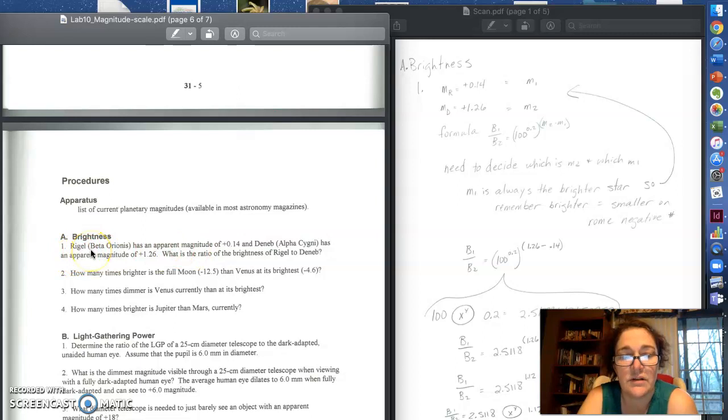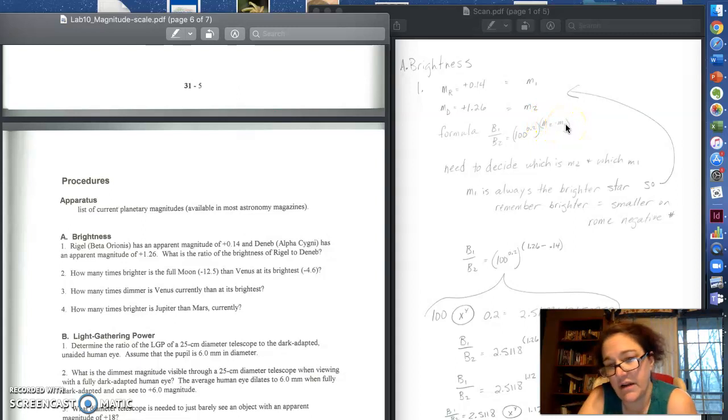So Rigel has an apparent magnitude of positive 0.14 and Deneb has an apparent magnitude of positive 1.26. What is the ratio of brightness of Rigel to Deneb? So, I made notes. The magnitude of Rigel, positive 0.14. The magnitude of Deneb, 1.26. The formula that we will use, brightness 1 over brightness 2 equals 100 to the 0.2 power, and then that is raised to the m2 minus m1.